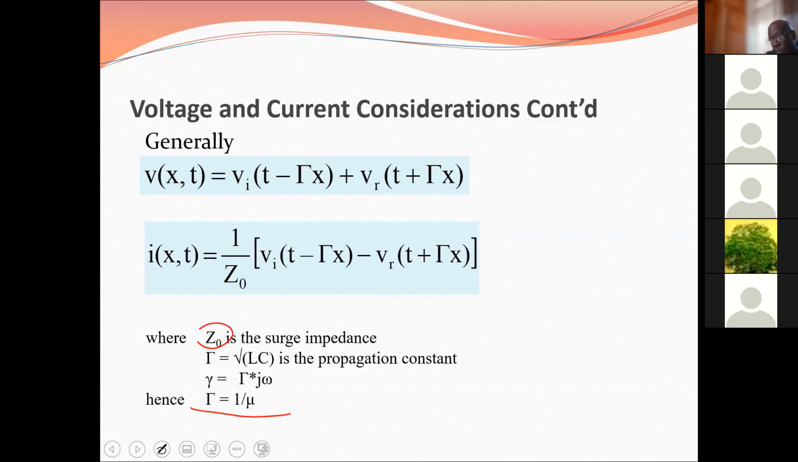Sir, yes, Ms. Henry. For the propagation constant, sir, that symbol there, sir, what is it? Gamma. It's capital gamma. Okay, thanks, sir.